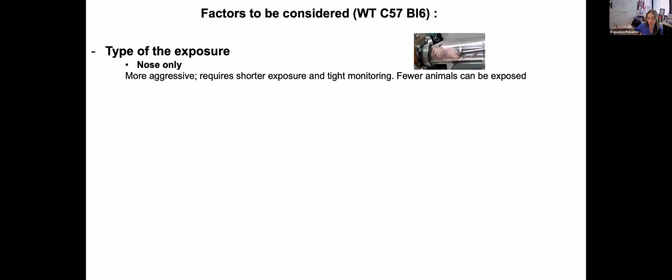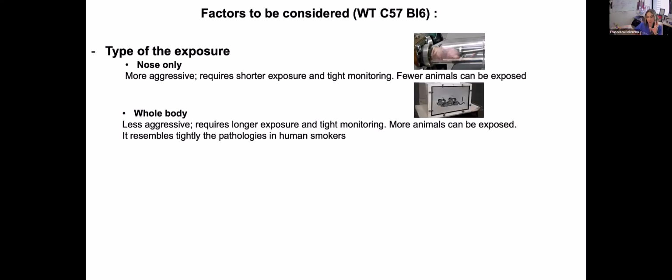But you need to monitor the mice very tightly, because with nose-only exposure the mice can seizure, they can die. You can also expose fewer animals, because each animal requires his own chamber, his own little space where you put the cigarette. Then you've got the whole body exposure, where you put a chamber with a whole bunch of mice.